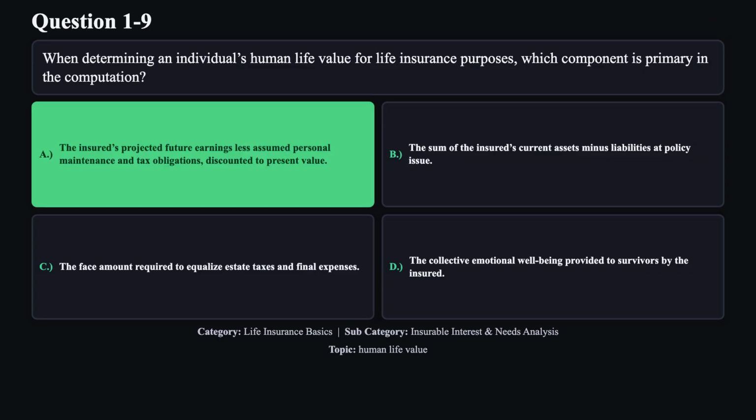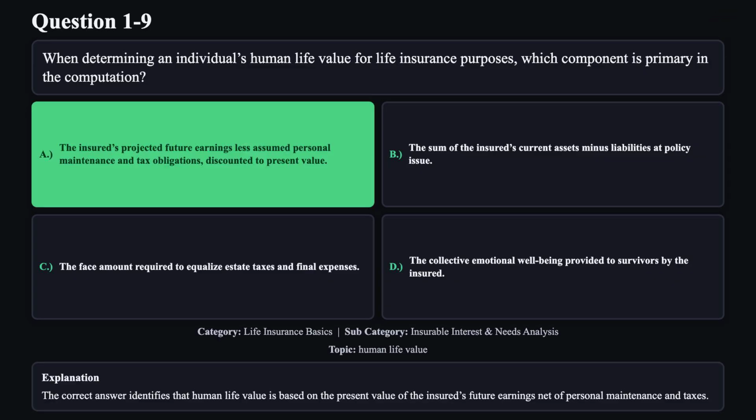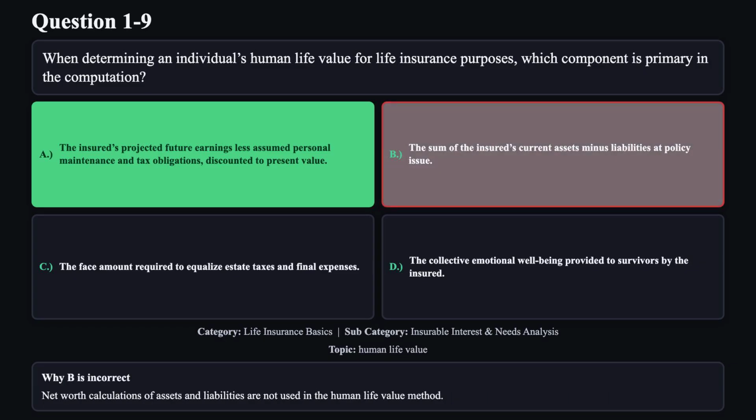The correct answer is A. The correct answer identifies that human life value is based on the present value of the insured's future earnings net of personal maintenance and taxes. Reason B is not correct.